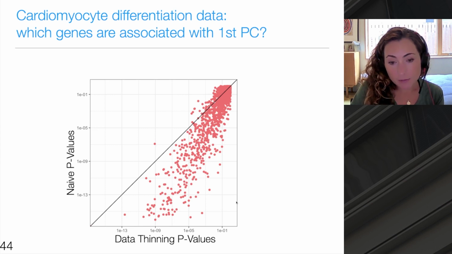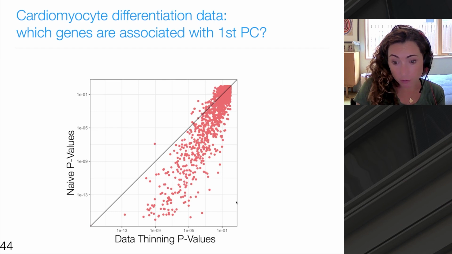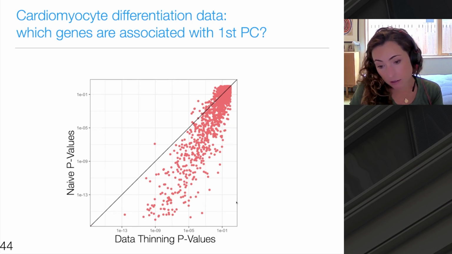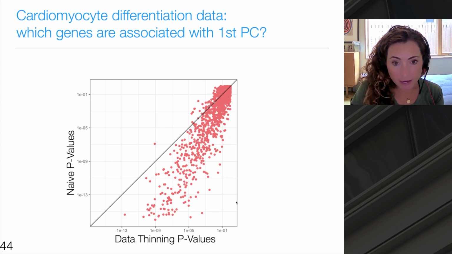So that's the y-axis. And on the x-axis is what I get if I perform data thinning, where I assume that my data follows a Poisson distribution. I thin it into independent training and test sets. I generate the principal components on the training data, and then I test hypotheses on the test set. So the 45-degree line is shown in black. What I want you to notice is all of these p-values are small. If you look at the axes, they go down to 10 to the negative 13. So there's a lot of small p-values either way.